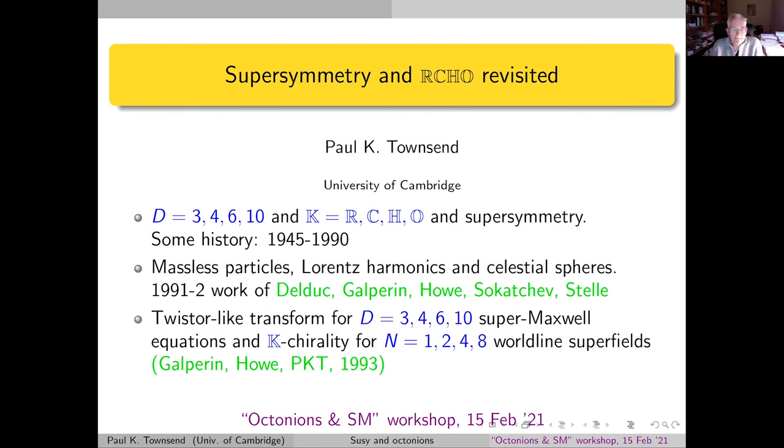And I want to get to something specific in the latter part of the talk, which is specifically about octonions. To do that, I first have to introduce some work that was done by a number of people that you see in green there in the middle, on essentially Lorentz harmonics, celestial spheres, and so on. And this is related to Penrose's idea and twistor transforms and so on. And then I will get to an application of some of those ideas to develop a twistor-like transform for the super-Yang-Mills case. And out of that will come a very specific connection with the norm division algebras, R, C, H, O.